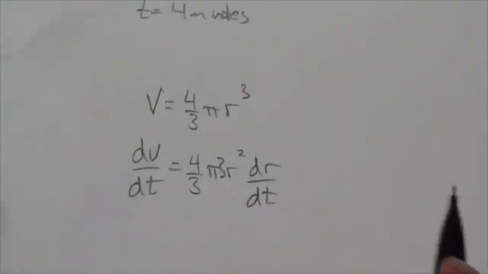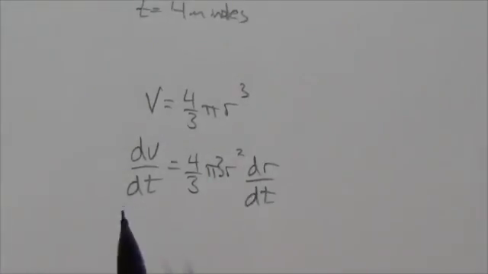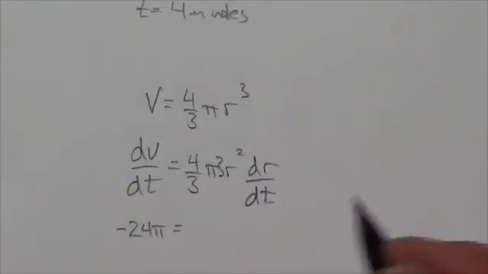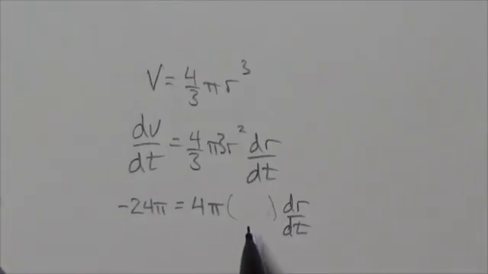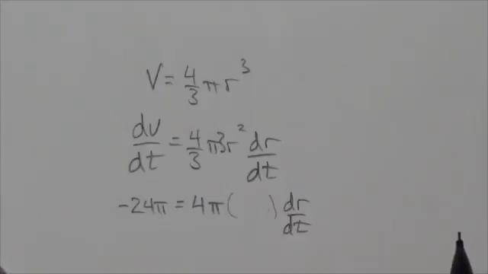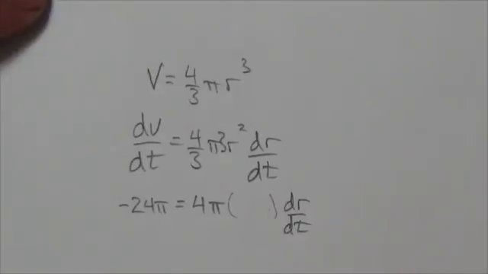Now, we're going to try to plug stuff in here. We know that the volume is changing at negative 24π meters cubed per minute. The 3's are going to cancel here, so this will be 4π times the radius squared. You know what? We don't know the radius squared at this point. We are looking for dr/dt, so eventually I'm going to solve for this, but I don't know what the radius is after 4 minutes. So we've got to do a little bit of work here.